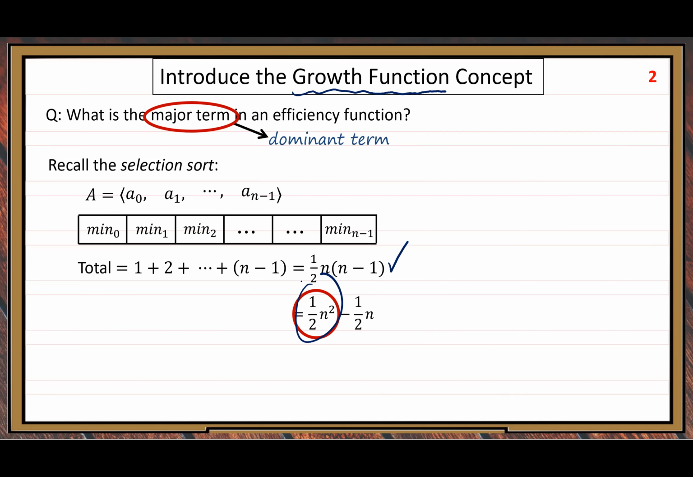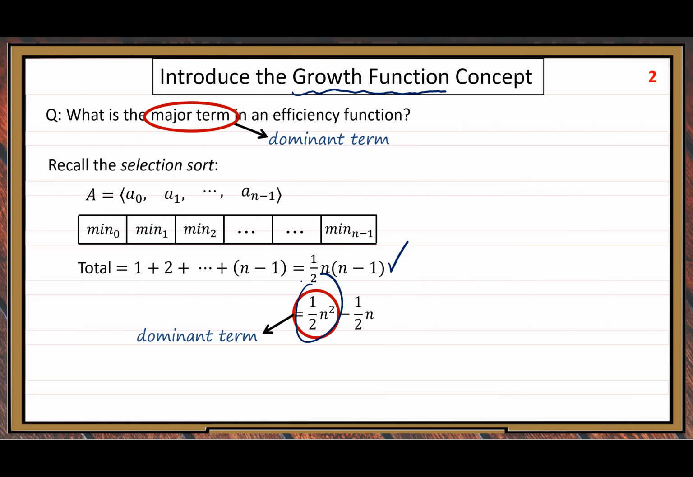How good is this approximation? Later I will convince you this approximation is very good where n is large, very large. So here we take the dominant term from the original function. That's the first round approximation.